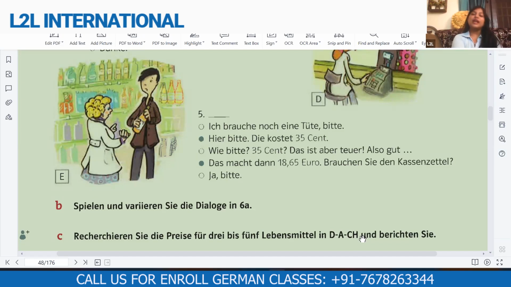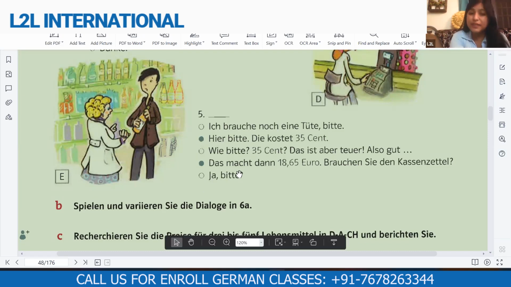So 35 cent means it is approximately, I would say, 7 or 8 rupees in INR. So a plastic bag costs around 7 to 8 rupees. So she says, wie bitte?